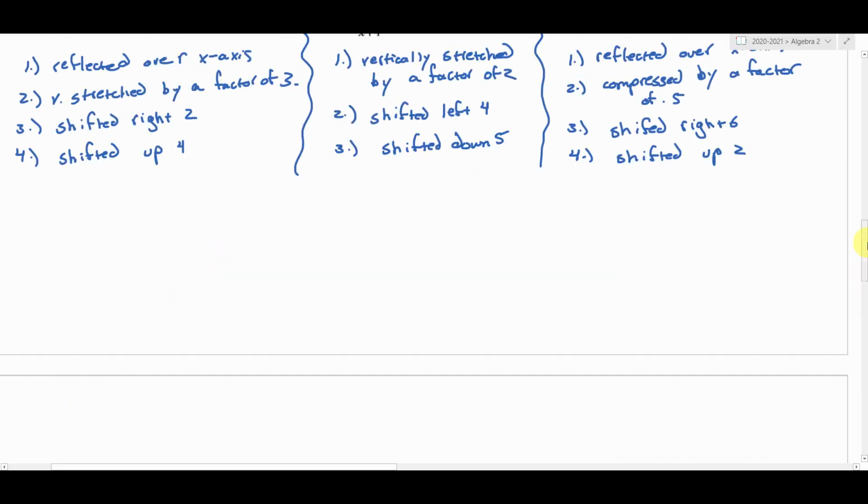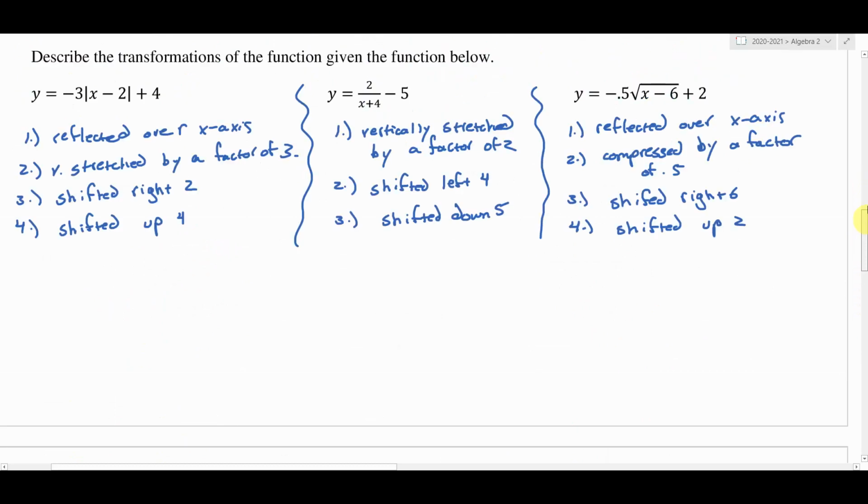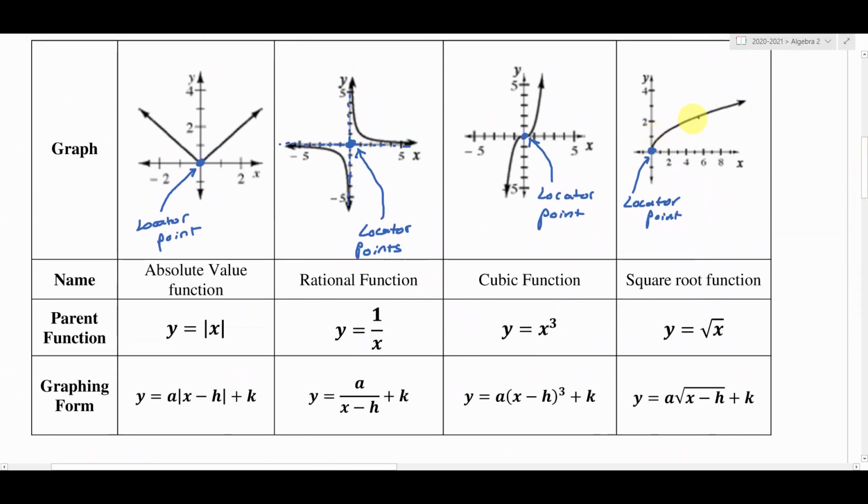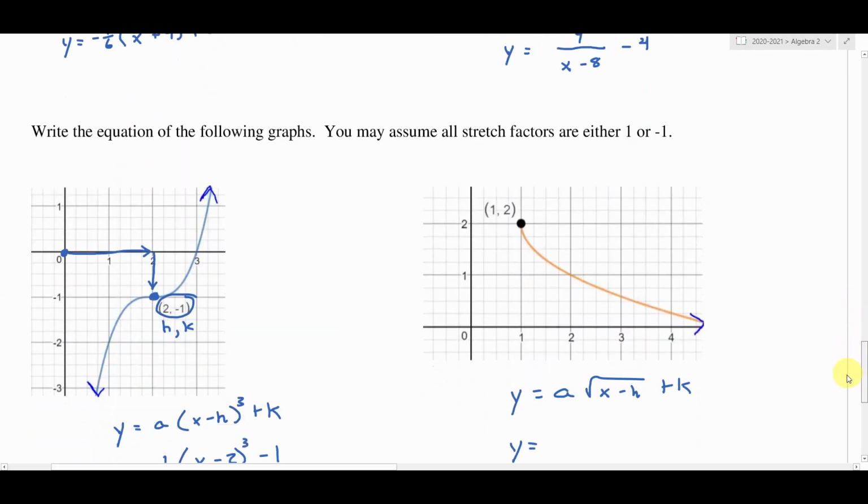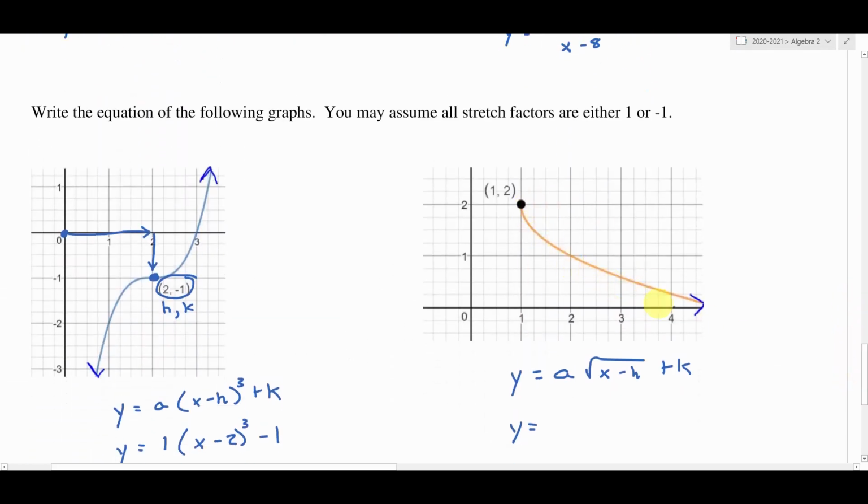So let's go look at that graph. So there is my graph. This is my parent graph. Now notice how it's going up like this. So this is before any reflection, stretches, or horizontal or vertical shifts. So it would normally open up. If it had been reflected, it would be opening down. So let's see if it's been reflected. It is going down, so it has been reflected. So I'm going to need a -1 in front of my square root.